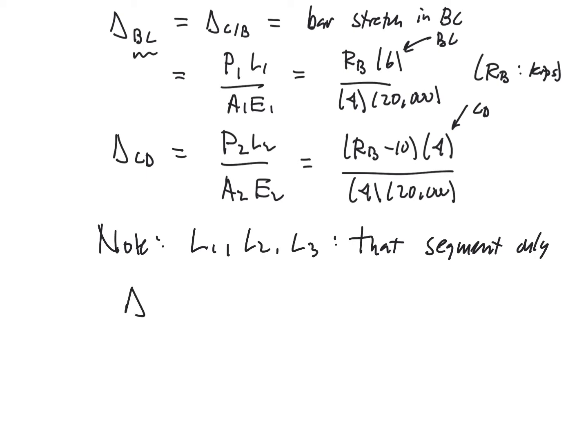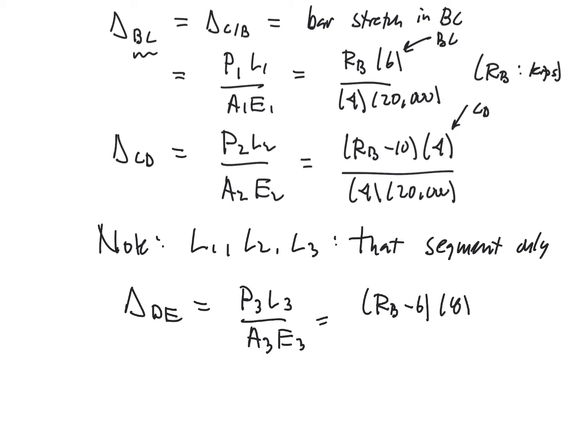Then finally, we have the delta of DE, the total bar stretch in segment 3. That's the third segment, internal force times its length, area, and the E value. So that'll be RB minus 6. Its length is 8 inches, its area is 1.5 square inches, and its E is 10,000 ksi.